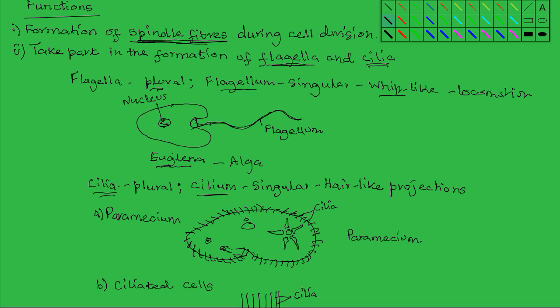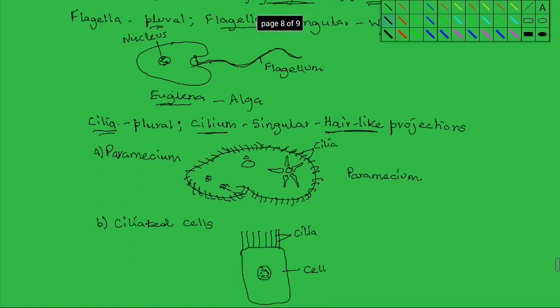Unlike the flagella, cilia are short and hair-like projections. They occur in certain unicellular protozoan organisms. An example is Paramecium. Paramecium is a type of single-celled protozoa. It uses the cilia for swimming, that is locomotion, and also for feeding.